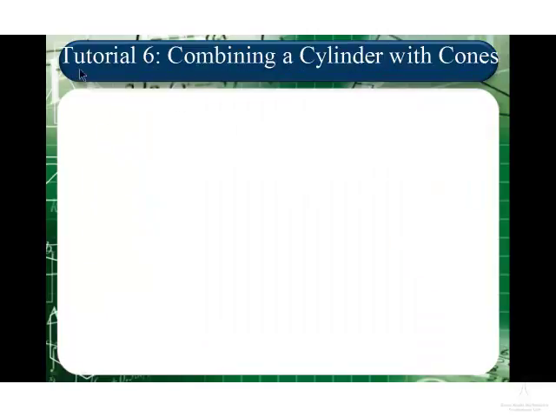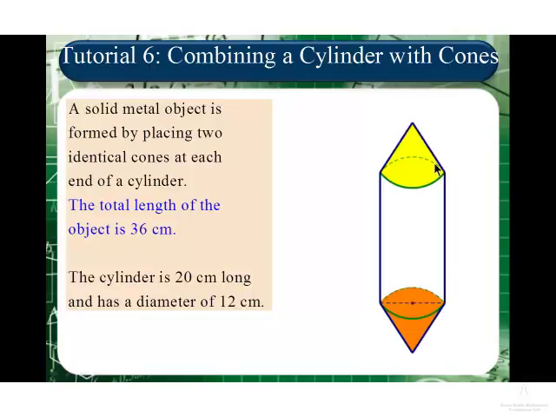In the final tutorial, tutorial 6, we look at a problem where we have to find the volume and the surface area of a combined object where we have the cylinder combined with cones. So here we have the problem. A solid metal object is formed by placing 2 identical right cones at each end of a cylinder as indicated on the screen. The total length of the object is 36 centimeters and the cylinder is 20 centimeters long and has a diameter of 12 centimeters.